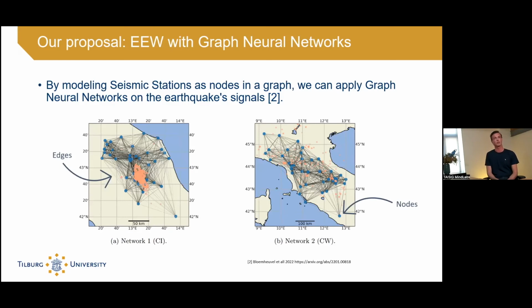By modeling the stations in a seismic network as nodes in a graph, we can apply graph neural networks on the signal data. And you can see them right here. We use 2 datasets that are completely different from each other. On the left side, you see network 1, which is a really densely connected region, and the earthquakes, shown as orange dots, are also really densely concentrated. On the right, you see another network, also in Italy, that covers a larger land area, and the earthquakes are more scattered around. So it's a bit of a tougher use case.